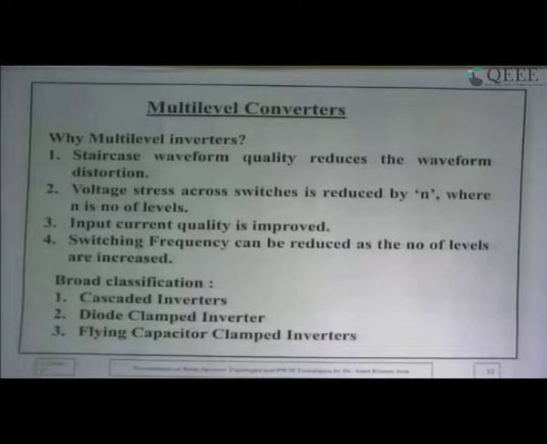Switching frequency, actually if you are operating at the same switching frequency, let's say you are operating a 2-level converter at 10 kilohertz and you are operating the 3-level converter also at 10 kilohertz, and if you want to compare the performance, actually you have increased the switching frequency inherently by 2 times. This can be a way of comparison. So what is the catch? You are getting very nice things in multi-level: good voltage, good current, less voltage stress across the switches.